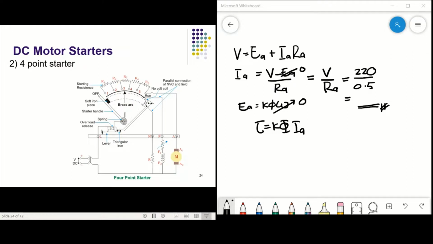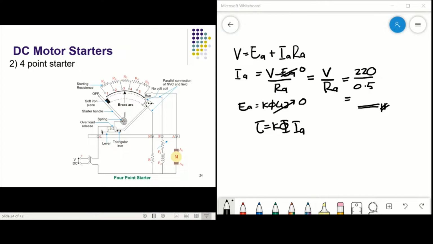The no voltage coil is connected with a current limiting resistance RH. We have the RH here. This arrangement ensures that any change of current in the shunt field does not affect the current through the hold-on coil. This means the electromagnetic pull of the hold-on coil will always be sufficient so that the spring does not unnecessarily restore the lever to the off position.